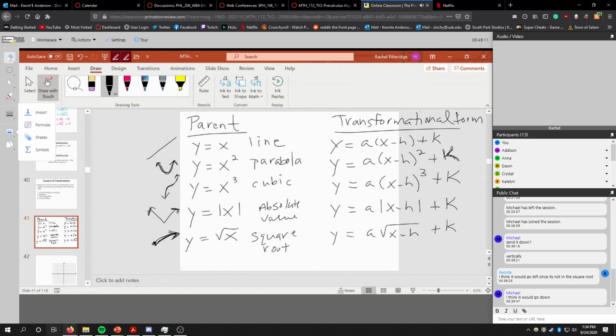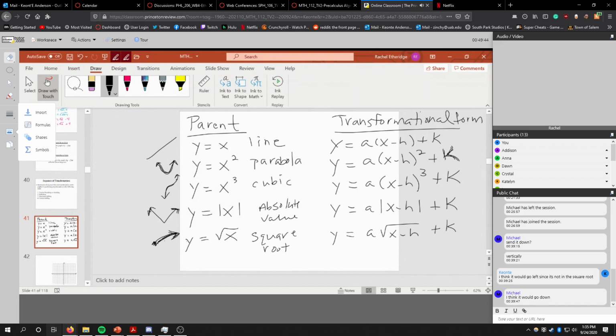And I don't really do horizontal stretches because they don't occur very much. And we usually factor that out anyway if it's with the X. So I'm not going to do the B in front of the X right here. For this chapter and this section, these are your transformational forms of equations. I just want you to know that this transformational form builds.